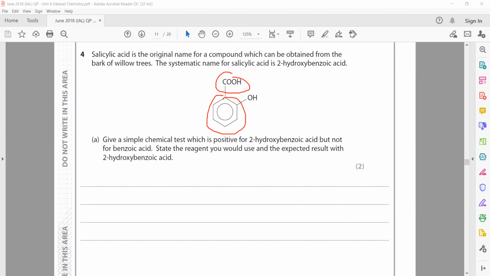For the test, we can add ethanoyl chloride, and because an ester will form, this will result in steamy fumes due to HCl, and a characteristic smell due to the formation of the ester. Or you can also add iron(III) chloride, and the color of the solution will change. Or you can also add bromine, then it will give a white precipitate, and the bromine itself will be decolorized.